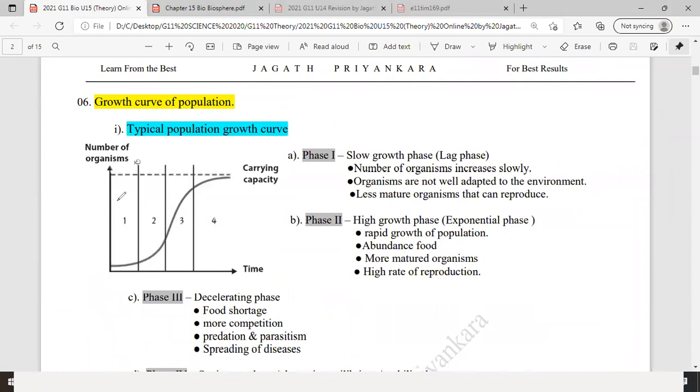So there are 2 curves. One is the typical population or natural population. That means any other organism except humans. There are 4 phases here. Phase 1 is called the slow growth phase. Slow growth means the population is increasing slowly. Phase 1, slow growth.